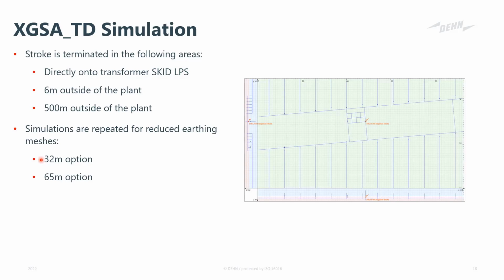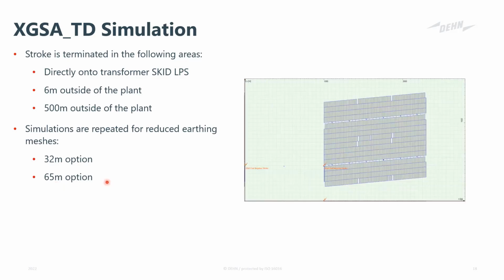So we first do it for the option that we want to explore of having the 32-meter mesh option, having the central connections at the tracker arms, and then later increasing the mesh size and reducing the material by going up to 65-meter options, to see what the risk is by not adhering to the 40 by 40 and slightly allowing for bigger meshes and less current distribution and dispersion throughout the plant. In this case, you can just see, the 6-meter strike is directly outside of the plant, and then the 500-meter strike would be towards the left here, 500 meters outside of the plant.